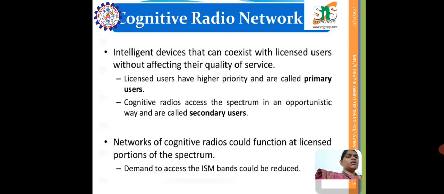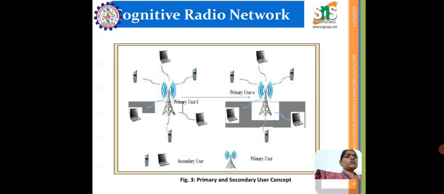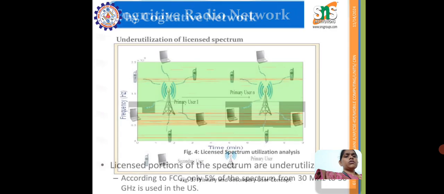So let us see about CRN. It is an intelligent device that coexists with the licensed user without affecting their quality of service. Here the licensed users have higher priority and are called primary users, and cognitive radio accesses the spectrum in an opportunistic way as secondary users. A network of cognitive radios could function in a licensed portion of the spectrum, which means the demand to access the ISM band could be reduced. This is an example of the primary and secondary user concept, where this tower is the primary user, and the secondary users are those devices.